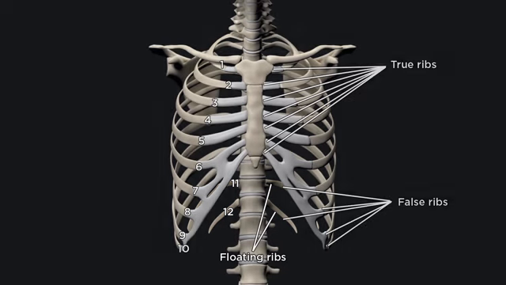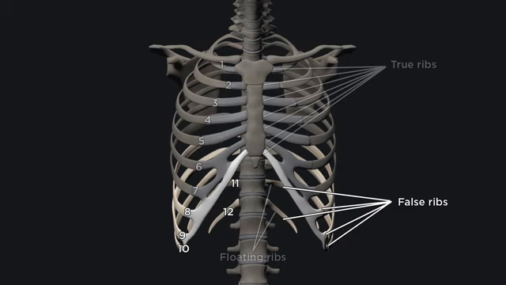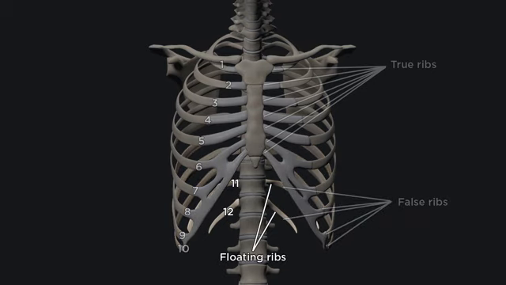You may have learned that floating ribs are their own third category, but there are technically 7 pairs of true ribs, 5 pairs of false ribs, and of the false ribs, the last 2 pairs may be called floating ribs. To better understand this concept, let's take a look at the sternum.